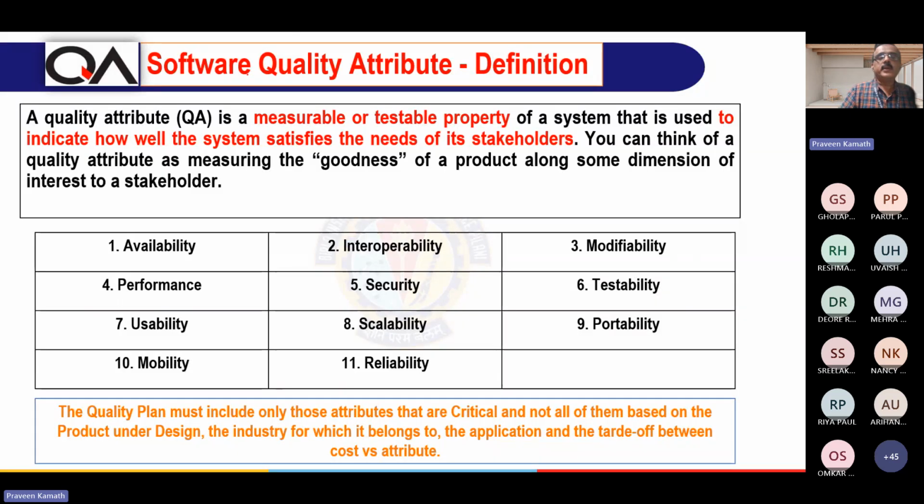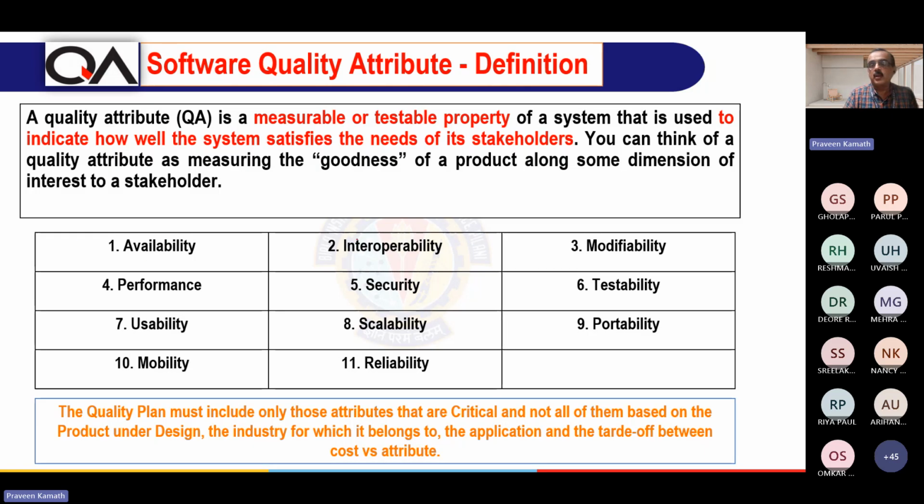Now, the software quality attribute definition. A quality attribute is a measurable or testable property of a system that is used to indicate how well the system satisfies the needs of its stakeholders. You can think of a quality attribute as measuring the goodness of a product along some dimension of interest to a stakeholder.